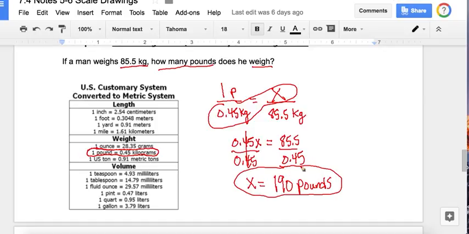So notice we didn't do anything differently than we've done before in proportions. We kept it consistent. If we did pounds over kilograms, on the other side we did pounds over kilograms. The only difference here was the topic that we were talking about, scale drawings. And remember, scale drawing is used to enlarge or reduce the size of something.